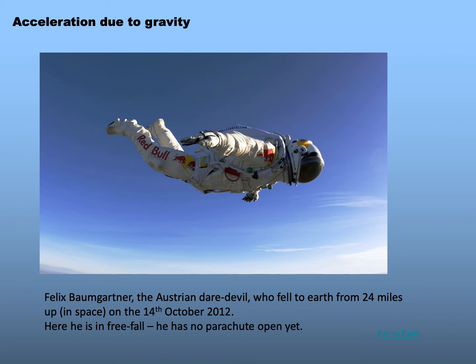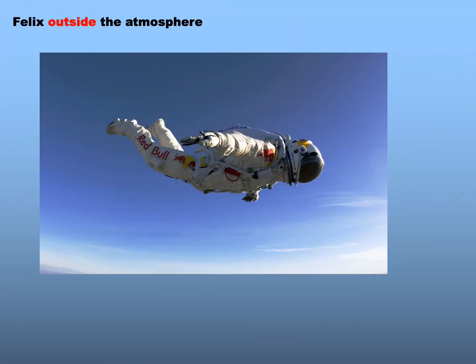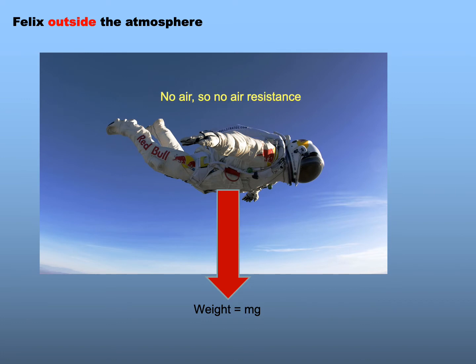Well, let's have a look at the forces acting on him as he falls. Firstly, when Felix was outside the atmosphere, there was a little bit of atmosphere, but let's pretend there was none at all, then the only force on him was his weight. We are assuming no air resistance outside the atmosphere here, so no air resistance upwards, simply weight accelerating him downwards.